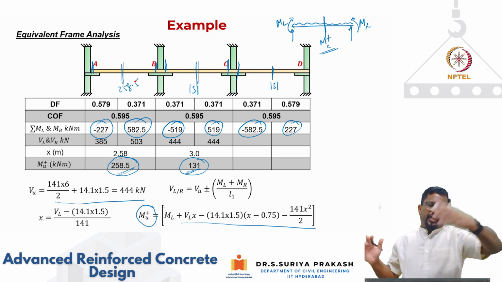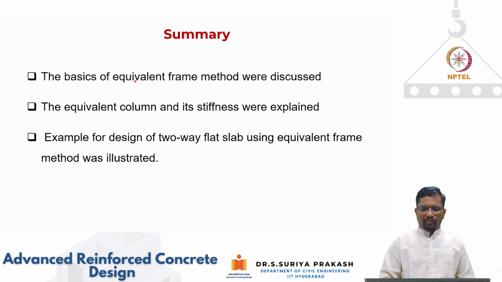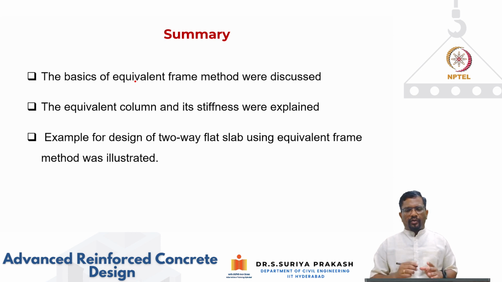Now again in the transverse direction, we need to do one more step. How much should go to the column strip, how much should go to the middle strip, that is going to be exactly the same as what we did in the previous direct design method example, right? So with that, we can conclude this module.